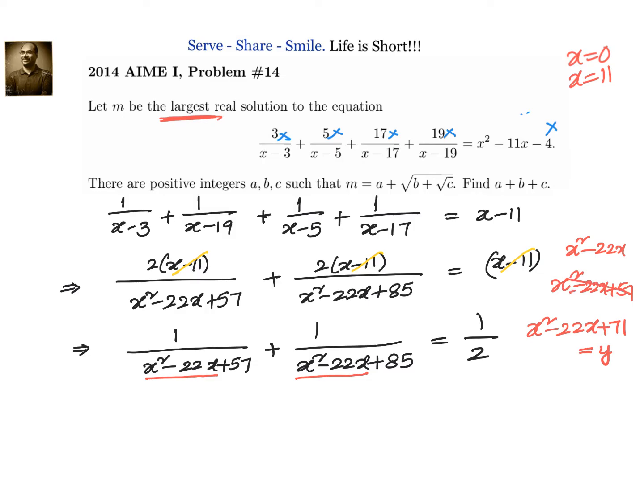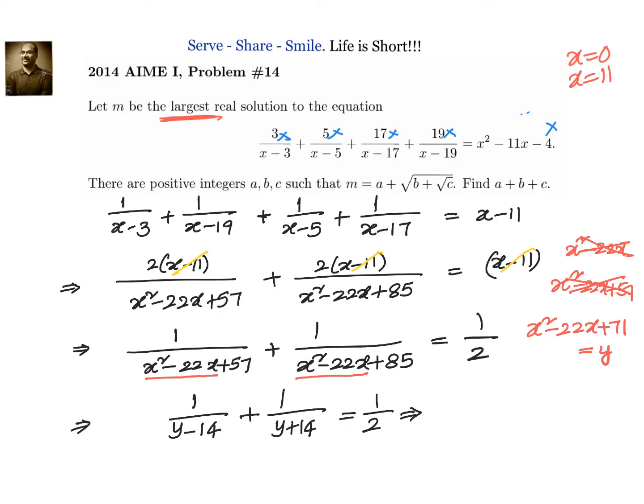So let's go ahead and take it as x square minus 22x plus 71 equals y. Now see how beautifully this will transform into 1 by (y minus 14) plus 1 by (y plus 14) is equal to 1 by 2. This is what I was talking about. Now try to simplify this.